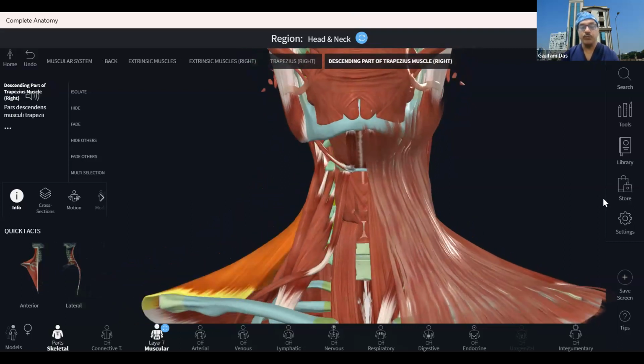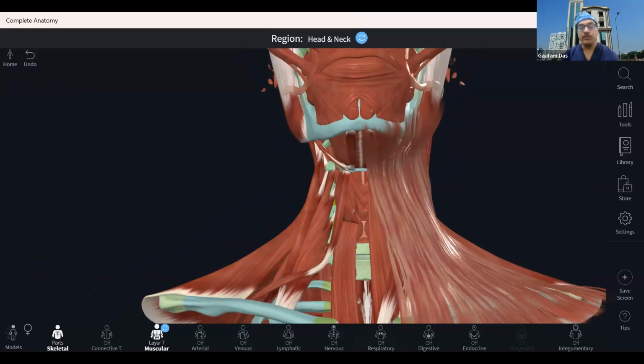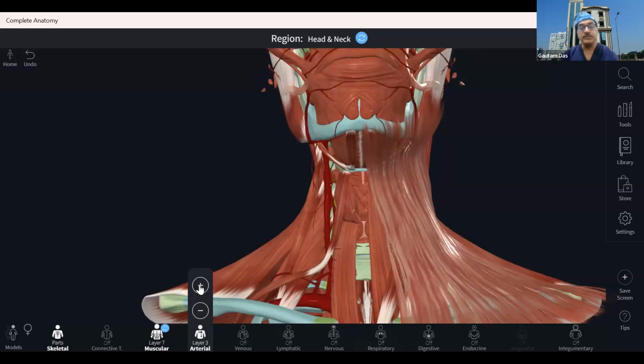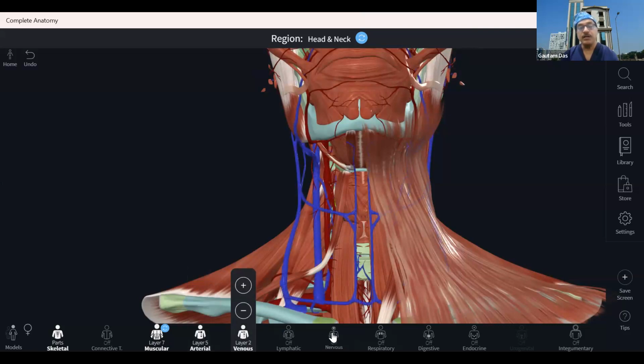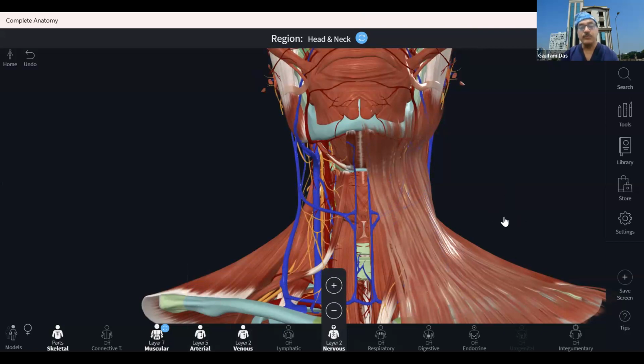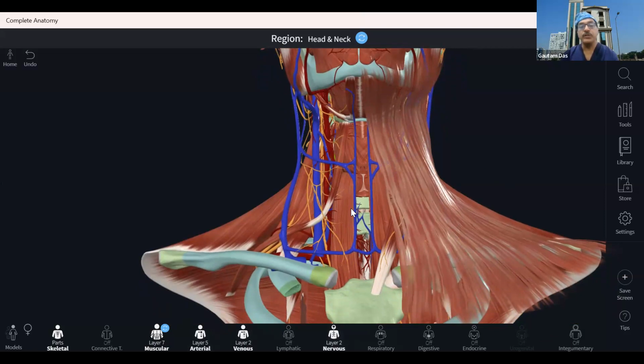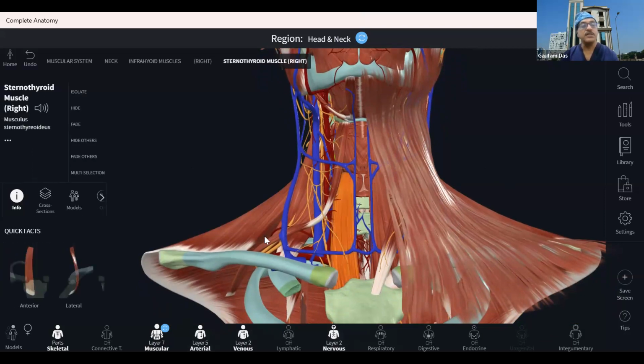And then let me put in the vessels, the important vessels, veins, and nerves. Okay. So now I'll be removing the muscles for better understanding.